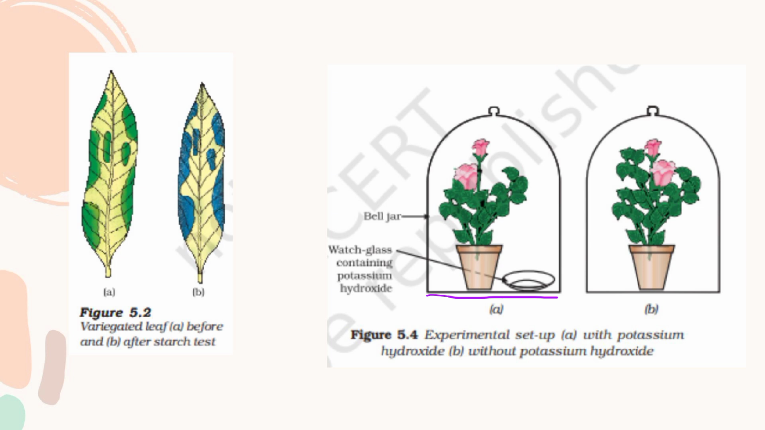What happens is when you place potassium hydroxide in a watch glass in one jar, carbon dioxide is absorbed by the KOH solution. And in this bell jar, there is comparatively less carbon dioxide than the other one. And in this bell jar, there is abundant carbon dioxide.